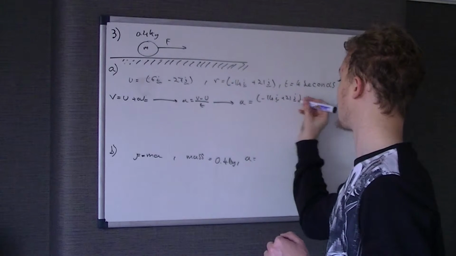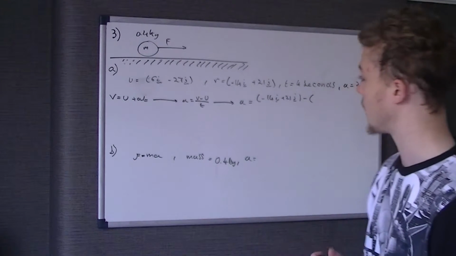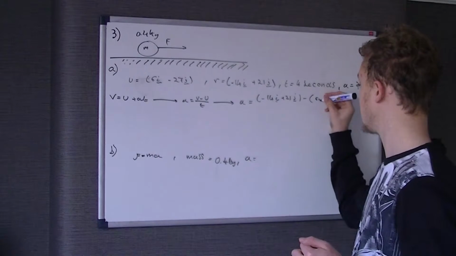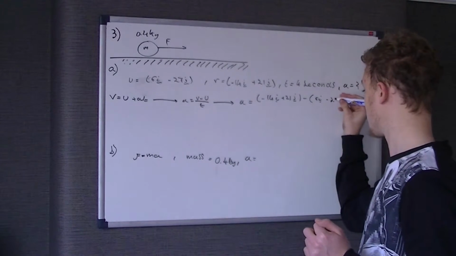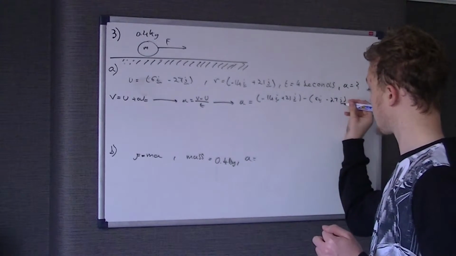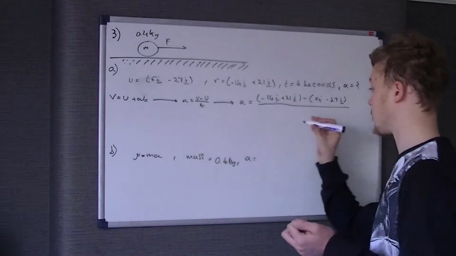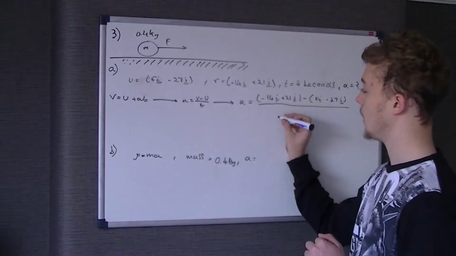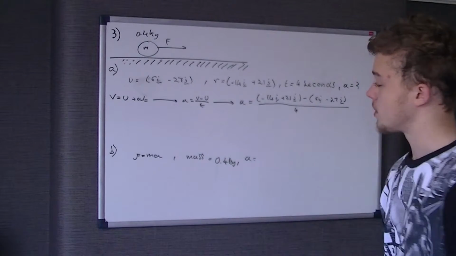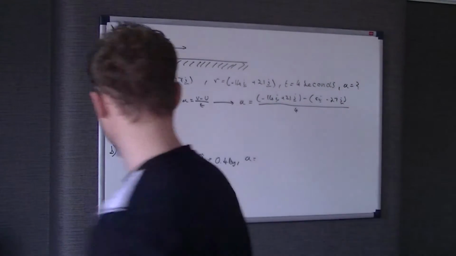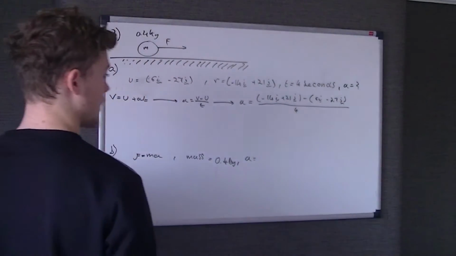Don't forget the little squiggles underneath to make it a vector. Take away 6i minus 27j. I keep it in brackets because otherwise you might miss out the double negative there. That's over 4. So first thing you'd do, you'd show your working out of simplifying them all down.